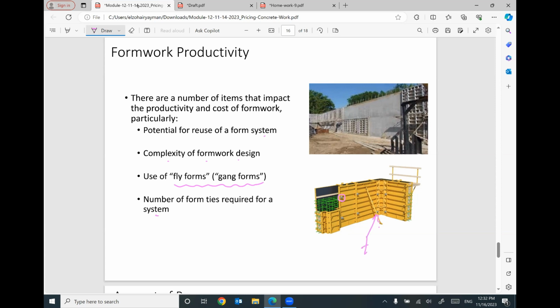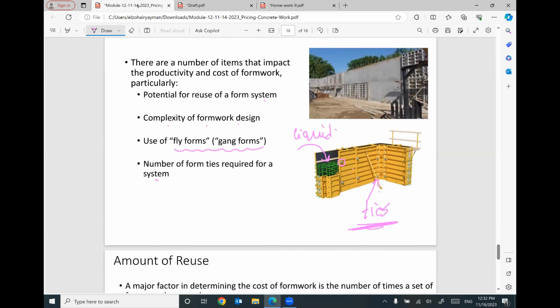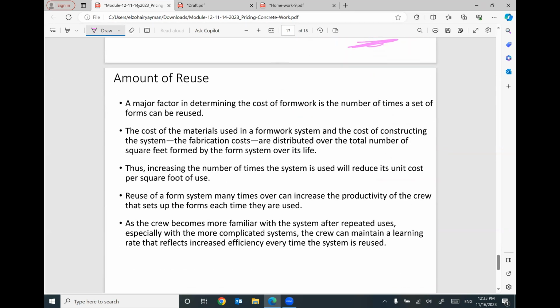These ties make sure your formwork is safe, because during pouring, the concrete is still liquid, not hard enough. So if this formwork is not strong enough, maybe we can expect an explosion of the side of the formwork. This is not good. This is a very big accident that can happen during pouring concrete. So what is the number of ties needed? The more ties, the more time we need to spend, the more cost for the labor. That makes sense?